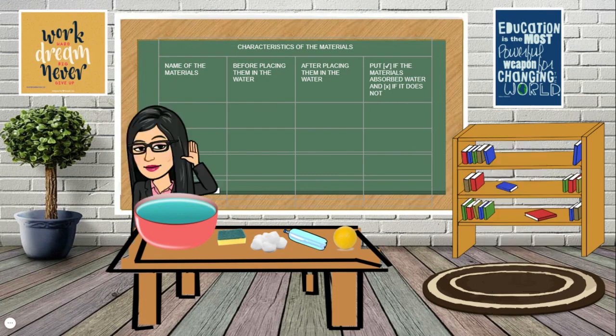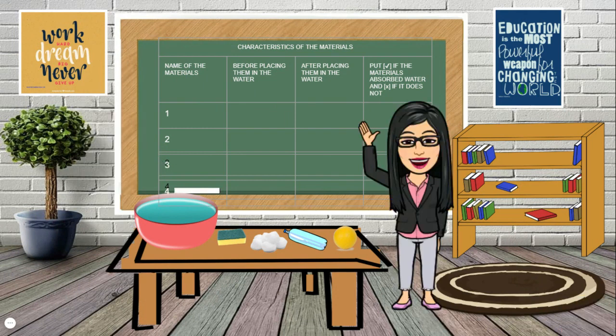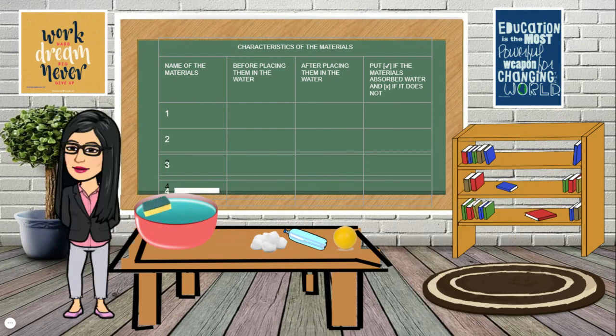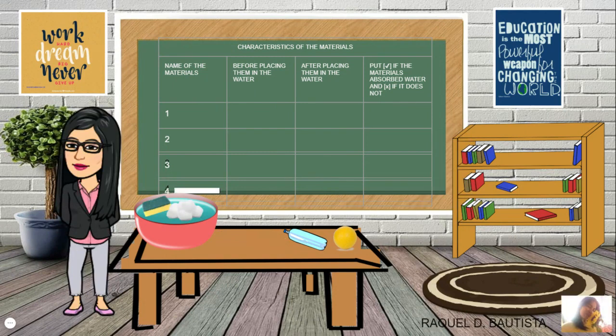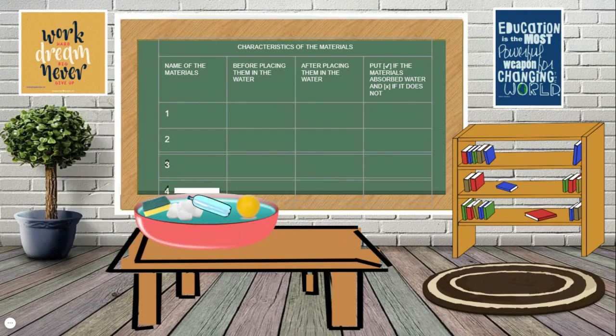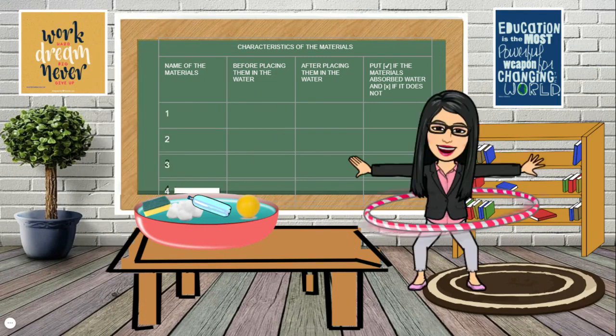Now kids, I'm going to put each material inside the basin with water. The sponge first, next the cotton, then the plastic bottle, and lastly the plastic ball. Now, what happened to the materials when we put them all in the water? Let's try to find out.